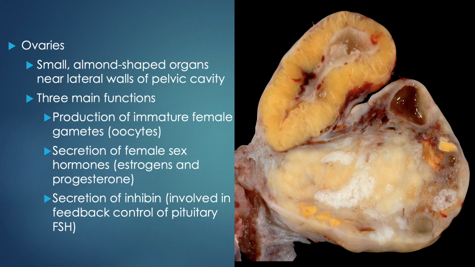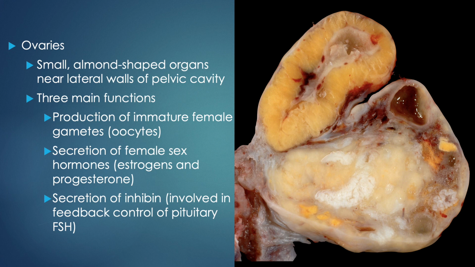The ovaries are the small organs that are almost almond-shaped, and they're on the lateral walls of the pelvic cavity, right next to the fimbria of the uterine tube. The ovaries have three main functions. The first is that they produce immature female gametes, which are oocytes. They also secrete female sex hormones, which are estrogens and progesterone. And they also secrete inhibin, which is involved primarily in the feedback control of pituitary follicle stimulating hormone.